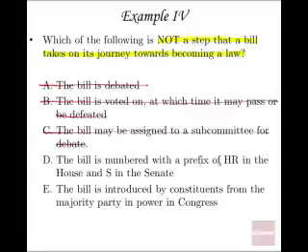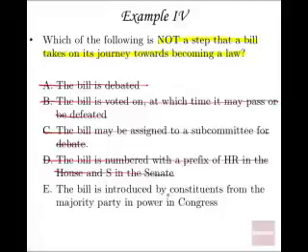The bill is numbered with the prefix of HR in the House and S in the Senate. And basically it goes through each of the houses, and then there's a conference committee that reconciles the differences, and it goes to the president after both houses pass it, and then it becomes a law.